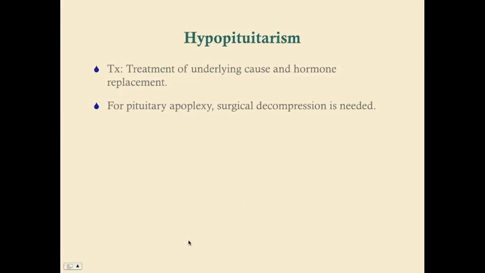How do we treat this? We treat the underlying cause and we give hormone replacement. So we would be giving thyroid hormone, we would be giving hydrocortisone or prednisone, we would be giving estrogens or progesterones or testosterones. We're just replacing the hormones to manage it symptomatically. Occasionally, we need to treat the underlying cause, and that's for the emergent cause, which would be pituitary apoplexy. And in that case, surgical decompression is going to be needed. So for pituitary apoplexy, we're going to need surgical management.